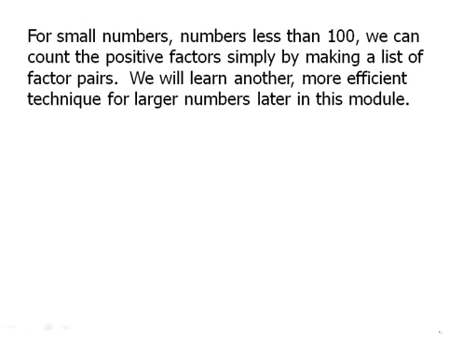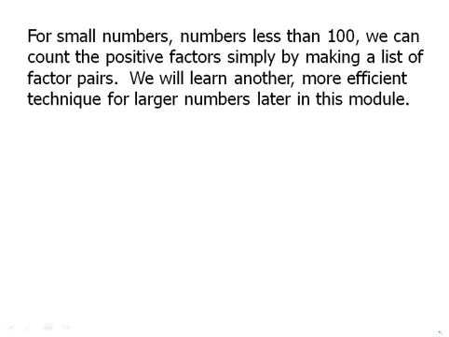For small numbers, numbers less than 100, we can count the positive factors simply by making a list of factor pairs. We will learn another more efficient technique for larger numbers later in this module. So for example, the test could give you a number like 12,600 and ask you to find how many factors this has, and it would just take far too much time to list all those factors. It would take like 10 minutes to make a factor list. You wouldn't have time to do it on the test.